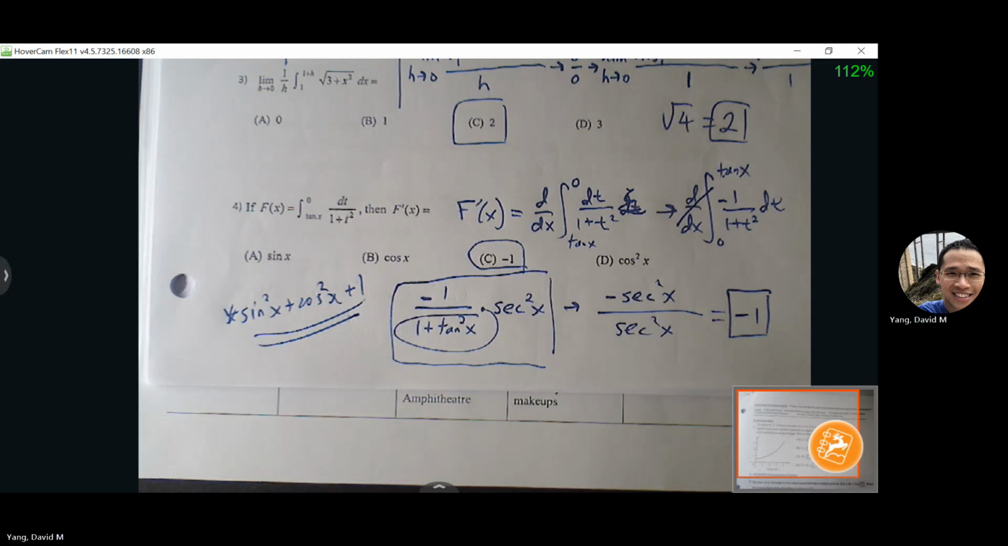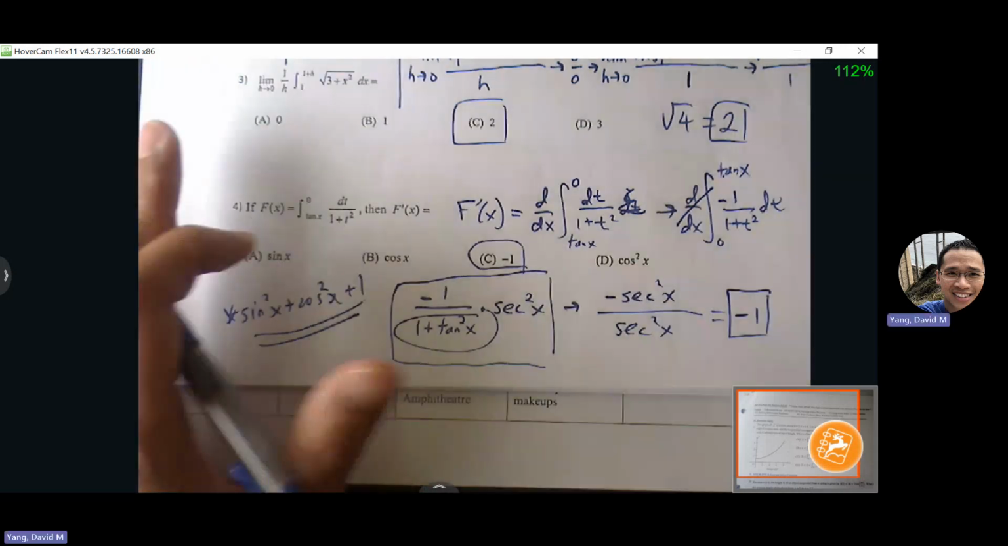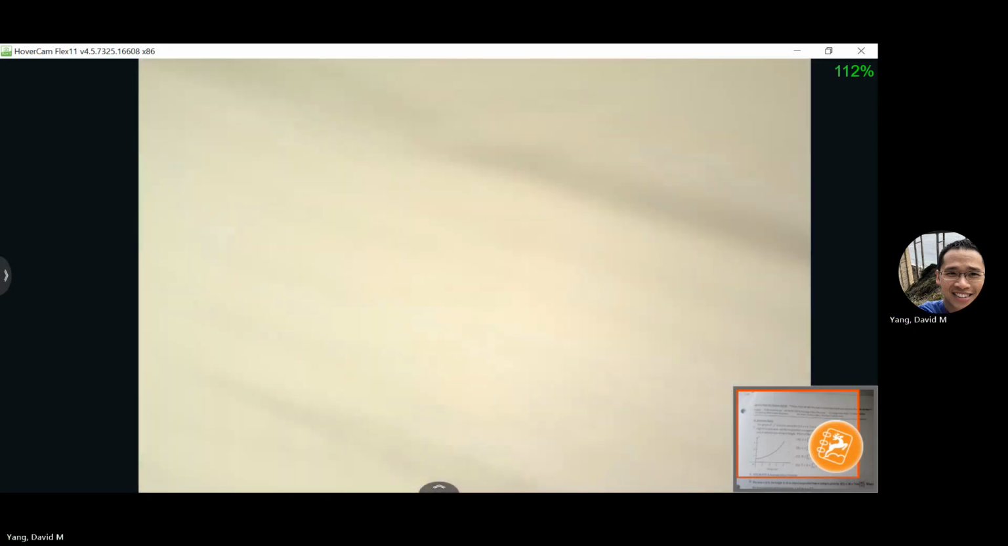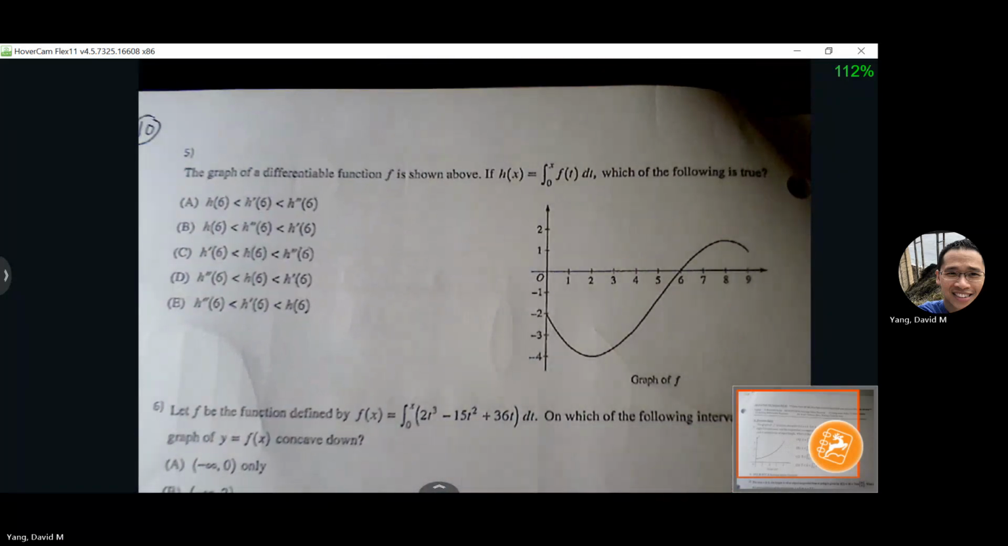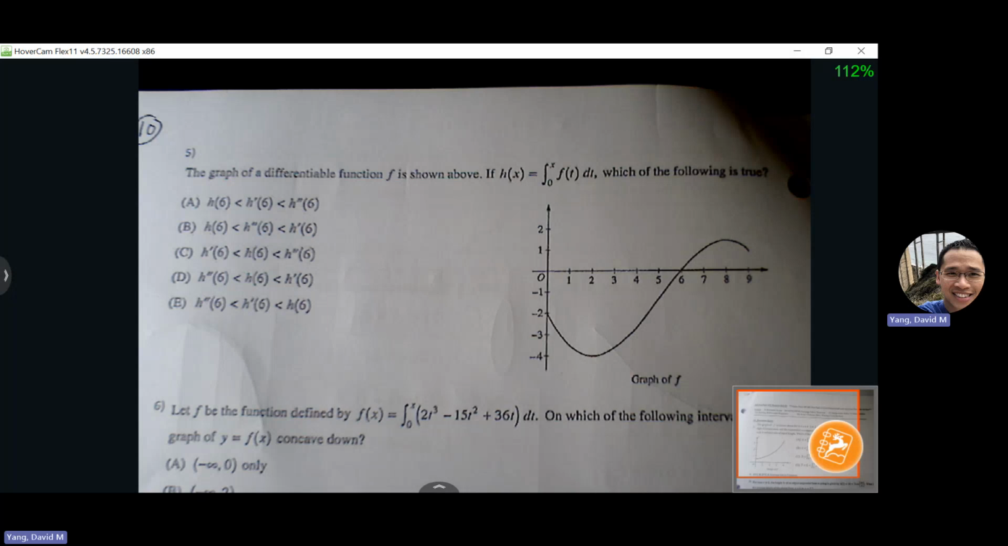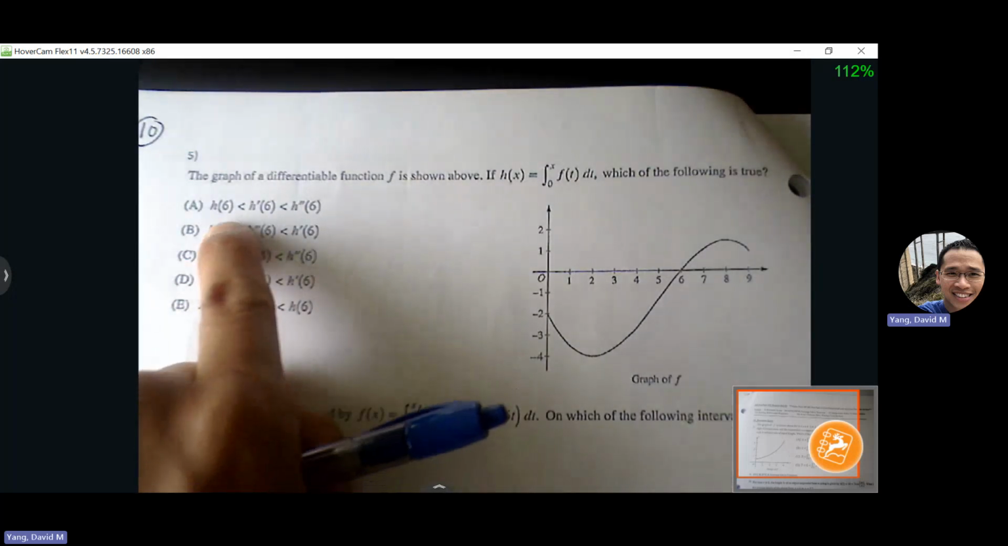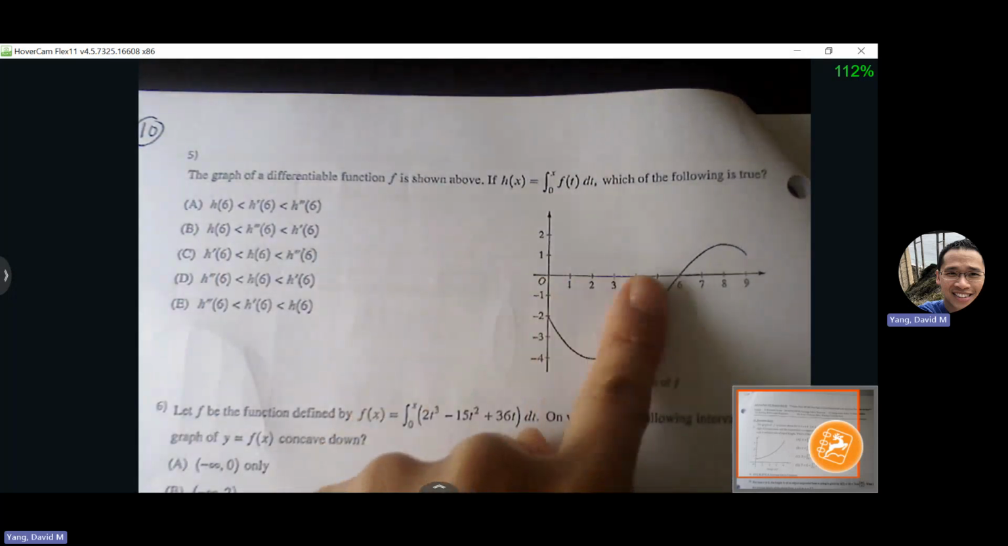Okay, page 9. Okay, page 10. Okay, the graph of a differentiable function is shown. We have h is the area from 0 to x. Which of the following statements is true? It's asking about what h is. You know, h is going to be the area under the graph.